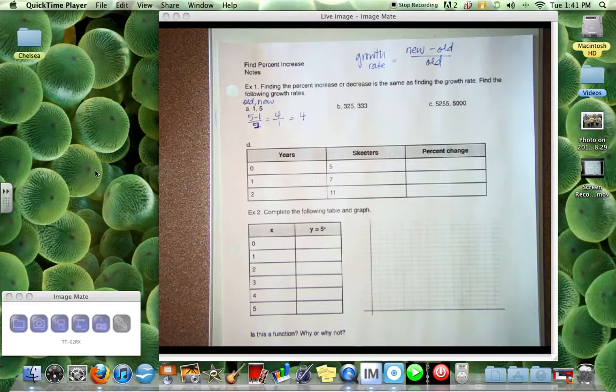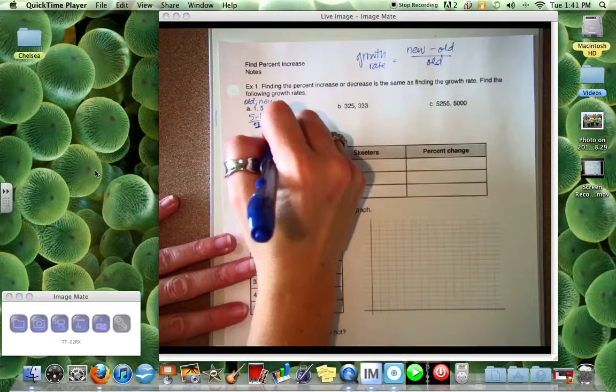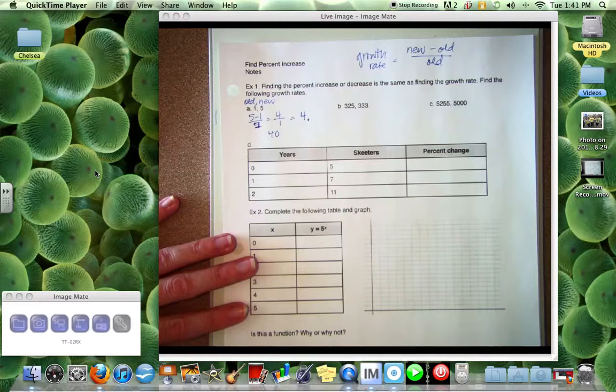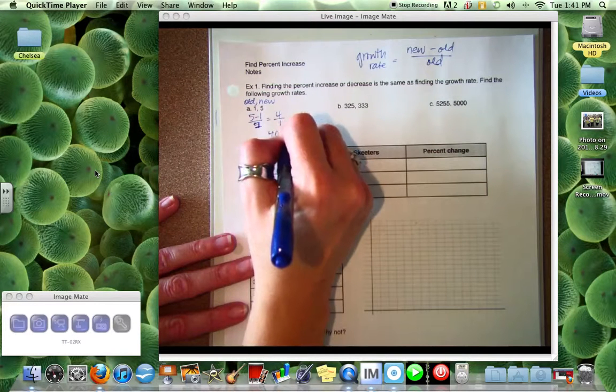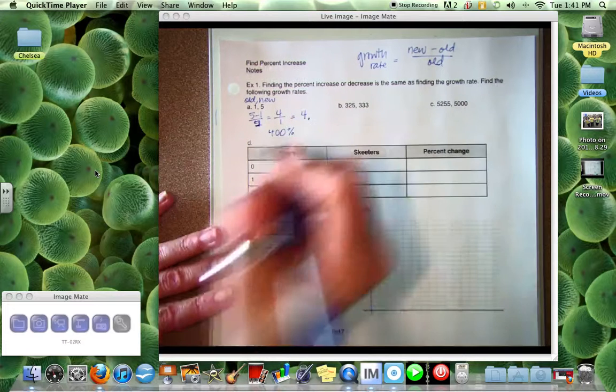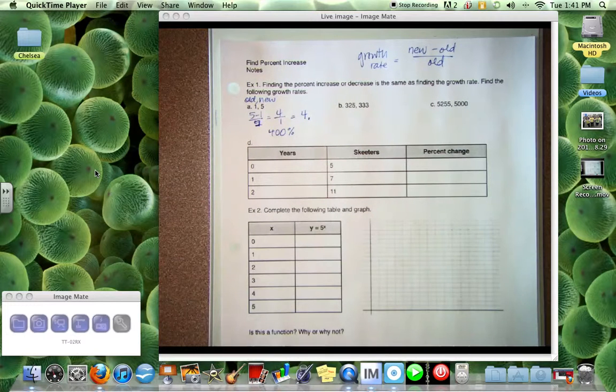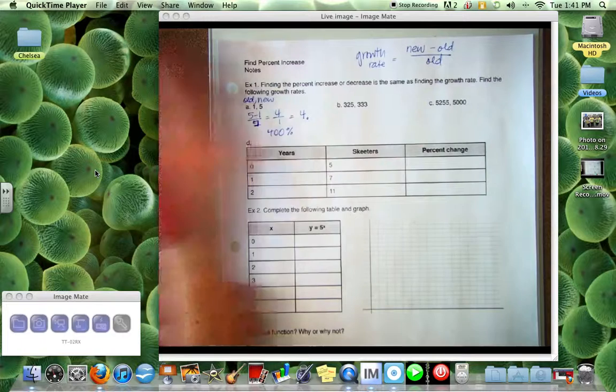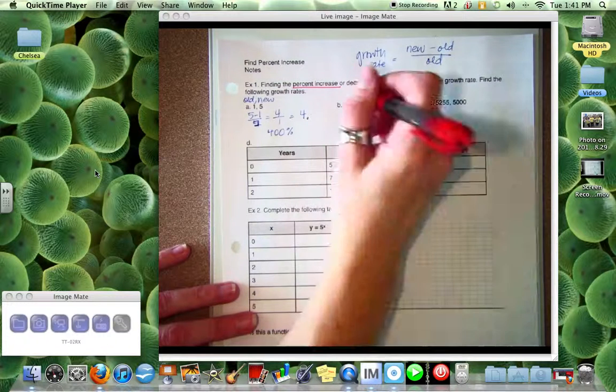Annie? I was going to ask a question. Go ahead. So is the one on the right always the new? Yes. Two to the right. Does how many places we move it depend on how many numbers there are? Nope. It's a rule because you're multiplying by 100. So you always move it 2 places, so it's 400 now. It is 400%. So we're finding the percent increase or decrease. Okay?